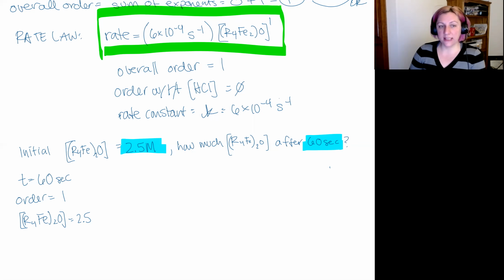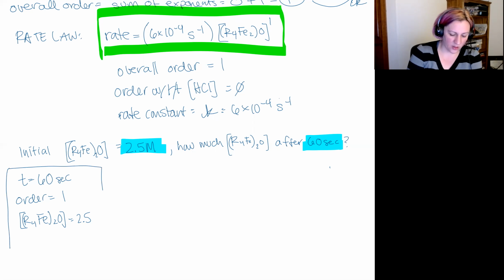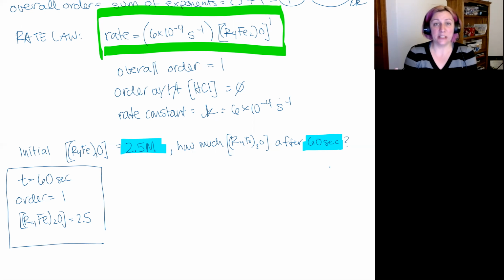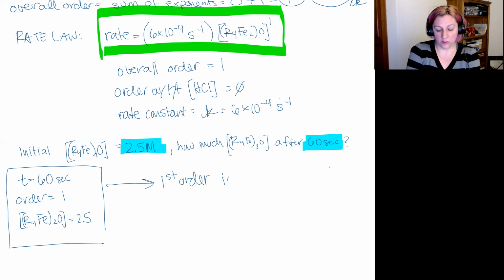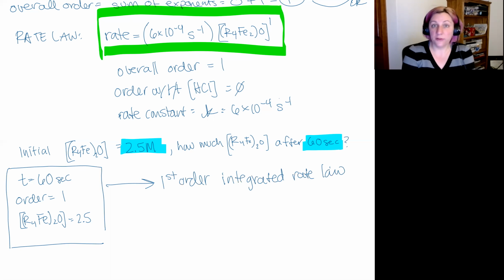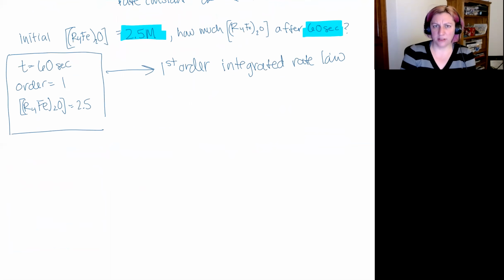So this problem gives us an initial concentration of our dimer. It's 2.5 molar. And we need to know how much is left after 60 seconds of that dimer. And so the important information I've pulled out here on the side. Whenever I see something like, what is the concentration at a specific time, it tells me I need to use my integrated rate laws. And so I'm going to need to use the first order integrated rate law. And I'm using first order because that's the overall order of the reaction.